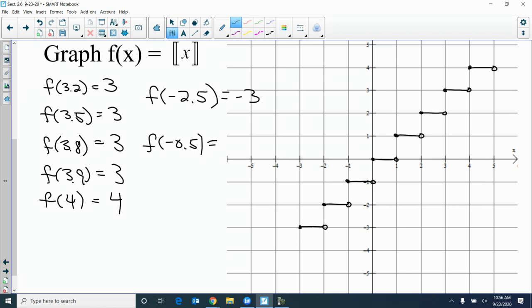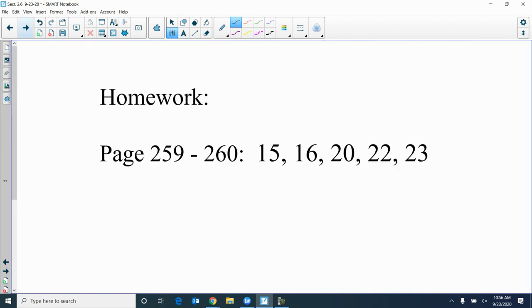Okay, so this is called a step function. Now clearly it's similar to a piecewise function because it's made up of separate pieces. All right, so that's kind of it for 2.6. You got your library of functions, you got all those different ones. Piecewise functions, kind of a key one there.